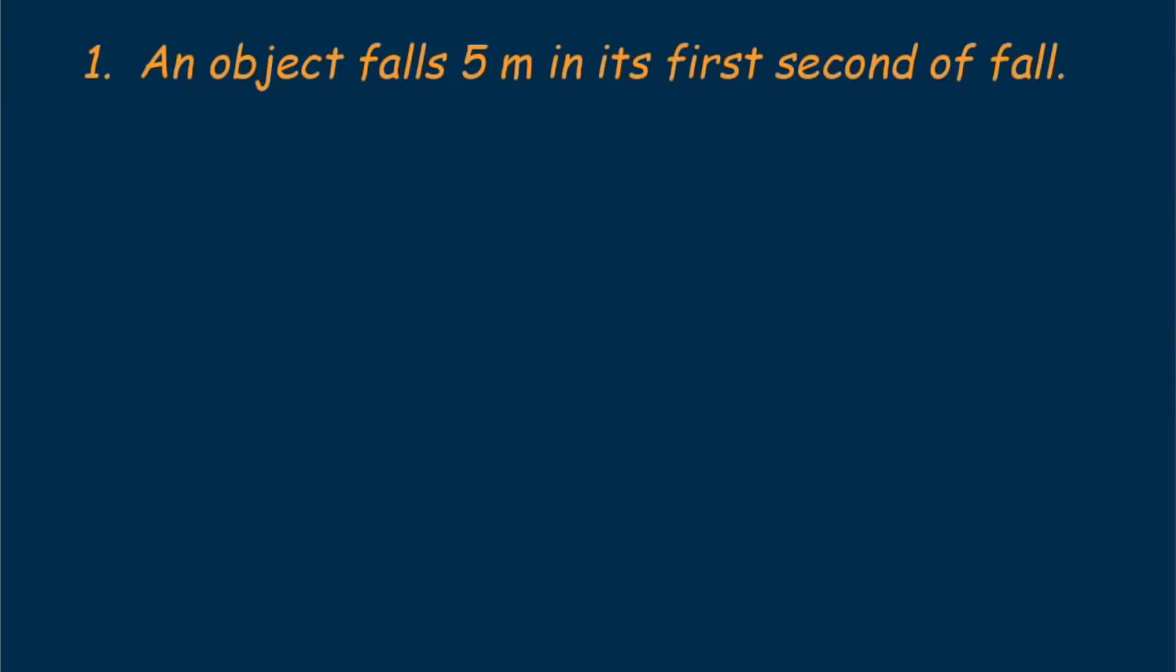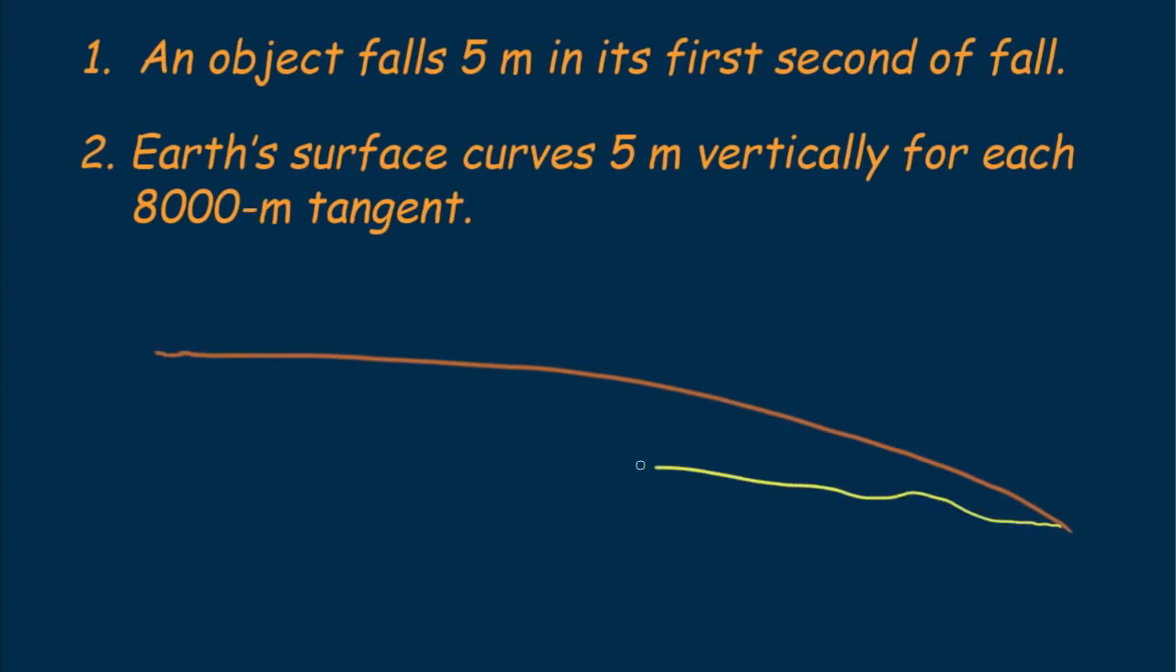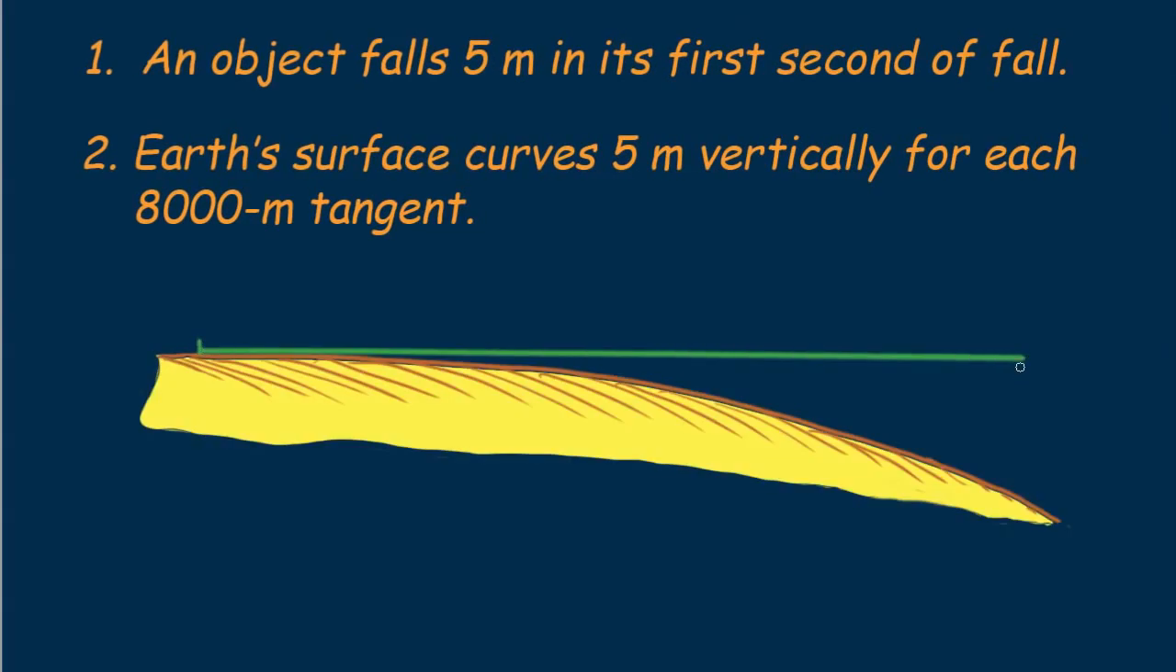There are two things you need to know. Number one, that an object falling beneath a straight line path falls a vertical distance of 5 meters in its first second of fall. That's the distance an apple would fall in 1 second if you dropped it from the roof of your house. The second thing you need to know is how round Earth is. A geometrical fact about the curvature of Earth is that its surface drops a vertical distance of 5 meters for every 8,000 meters tangent to its surface. 8,000 meters is 8 kilometers.